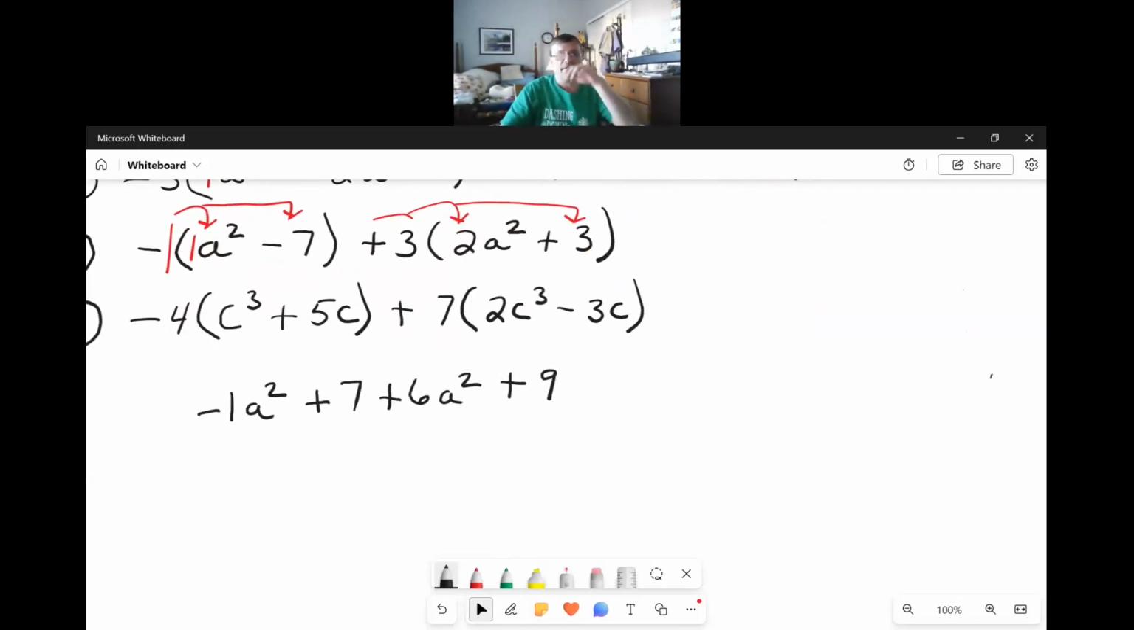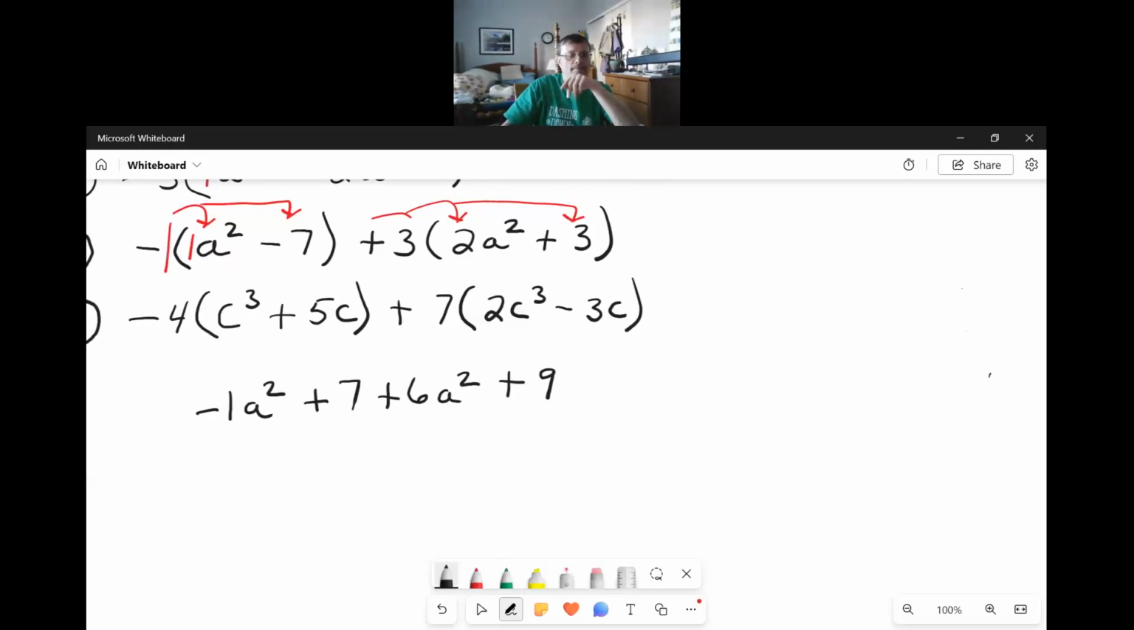Okay, so we're ready to put this all together here. So we're going to have negative 1a squared, positive 6a squared, and then you got the numbers by themselves. So I'm not going to bother with the list here. Hopefully you can start seeing how things are going on here. So you got negative 1 plus 6, rule 2, 5a squared. So again, I'll just write it here. Negative 1 plus 6. So that's this one over here for the a squared.